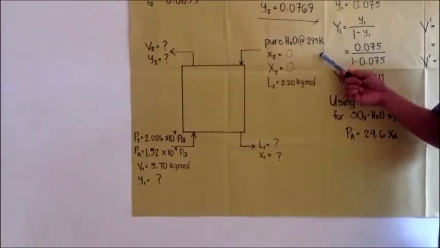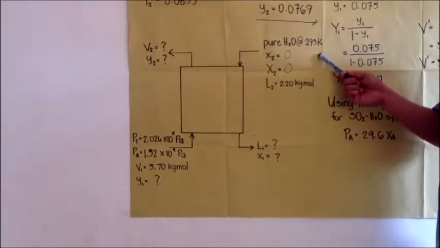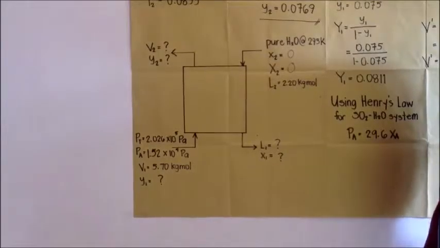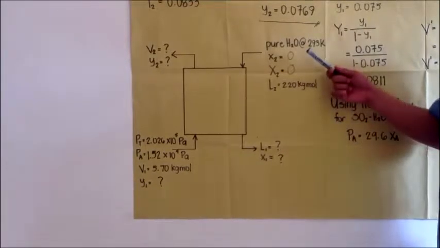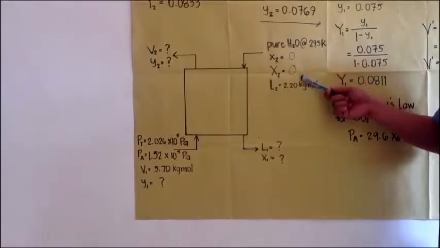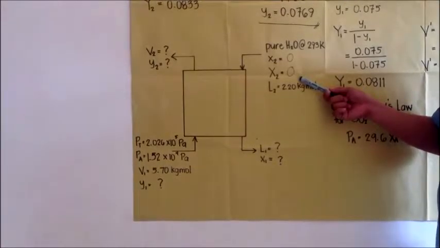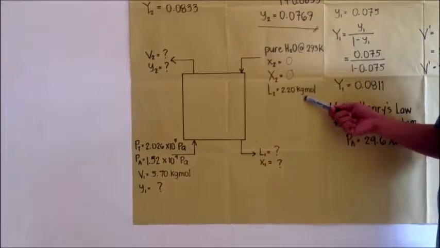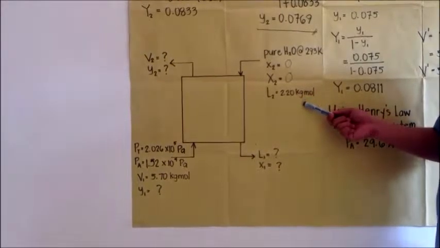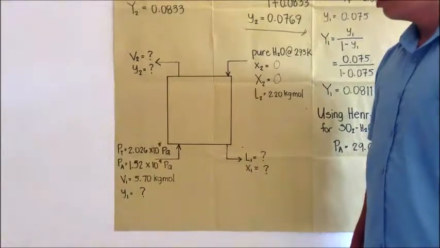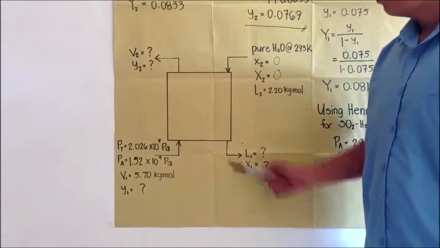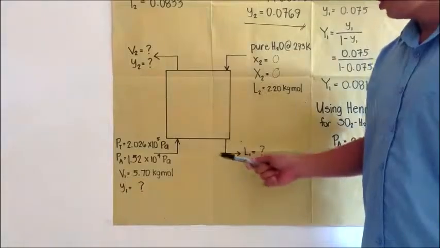For the entering liquid, we have pure water at 293 Kelvin. Since it's pure water, we can say that the concentration of the solute in this case is 0. The amount of this entering liquid is 2.20 kilogram mole. We are to find the amount and compositions of our leaving gas and our leaving liquid.